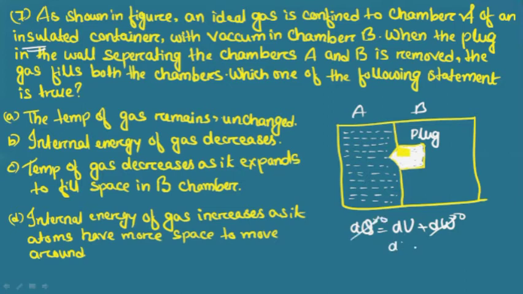So from here you will get dU is equals to what? Zero. dU is equals to zero means what? Internal energy is not changing. And we know the internal energy is a function of what? Temperature, right? So the change in temperature will be what? Zero. Means temperature is not changing. Clear? So you can write the temperature of gas remains unchanged.